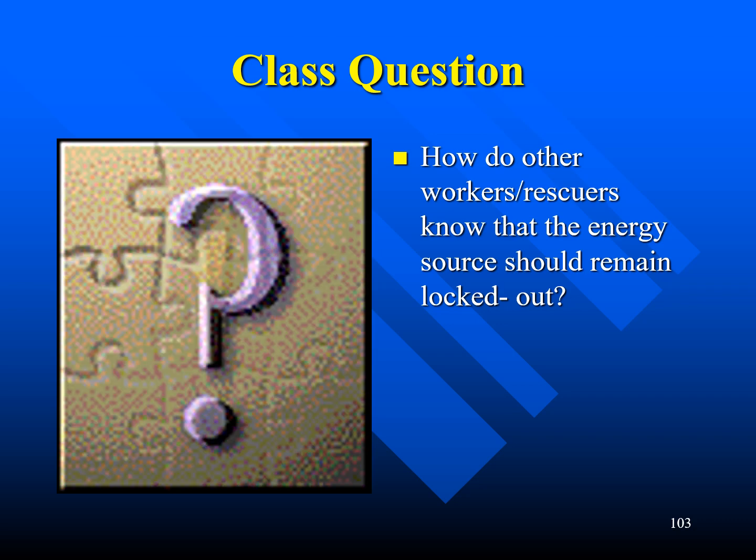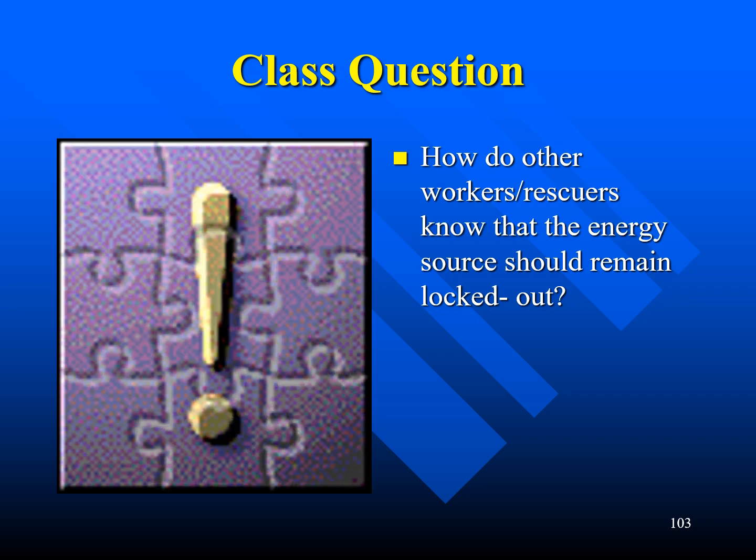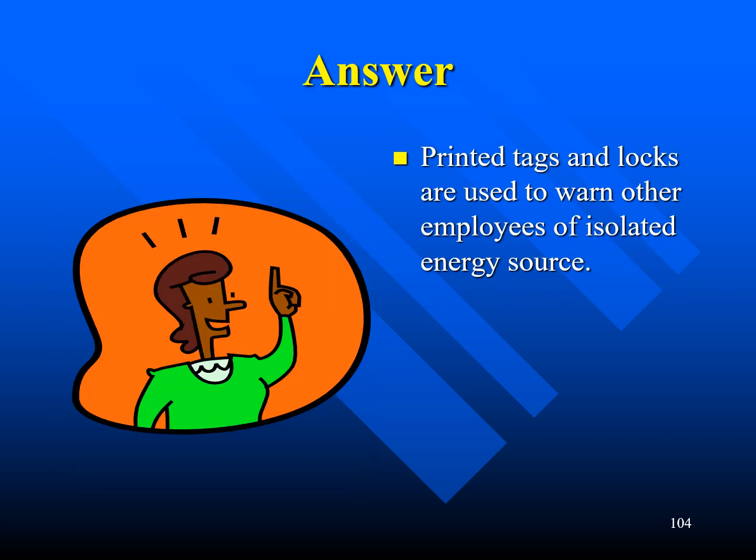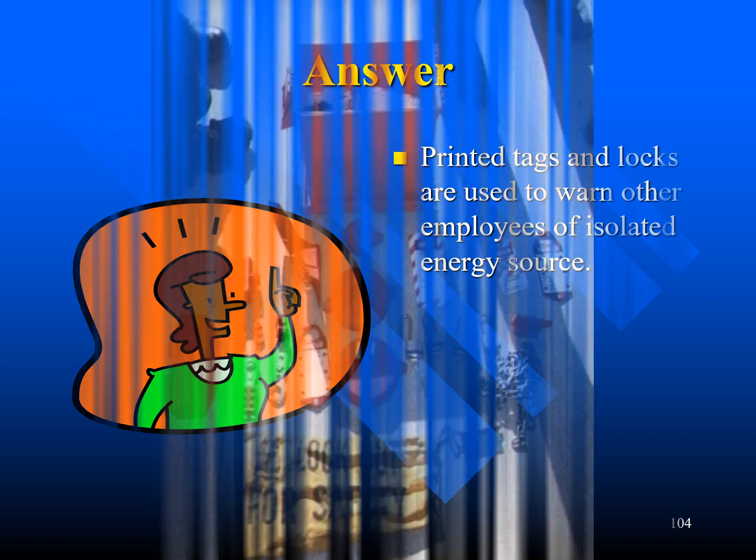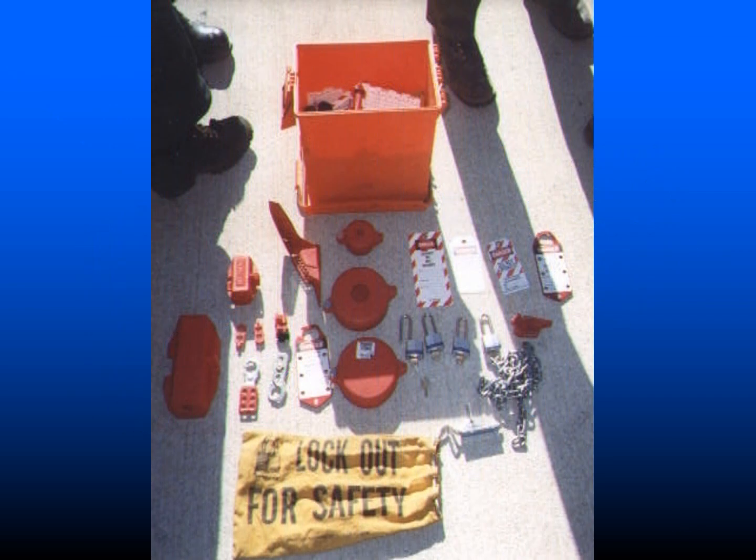Here's a class question. How do other workers and rescuers know that the energy source should remain locked out? Here's the answer for your written test. Printed tags and locks are used to warn other employees of an isolated energy source. Here on this slide, class, is an example of a lockout tagout kit that would be carried on a rescue vehicle.